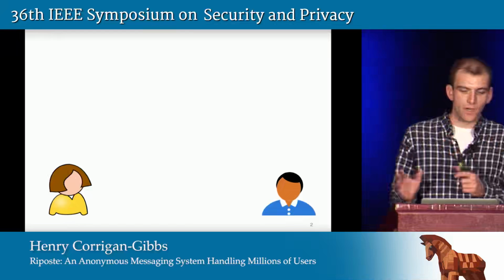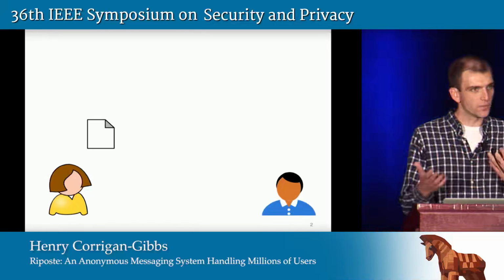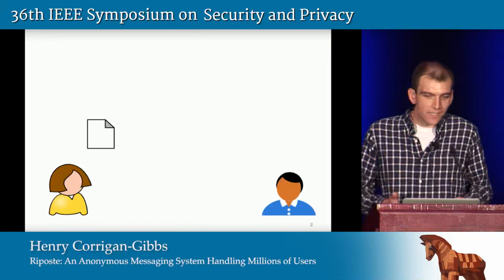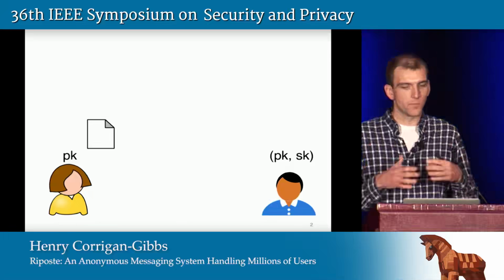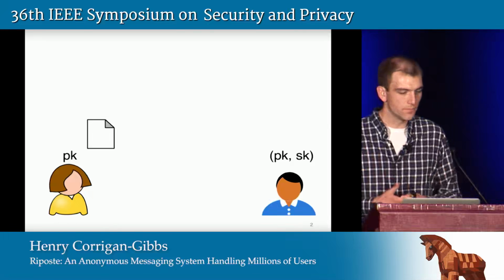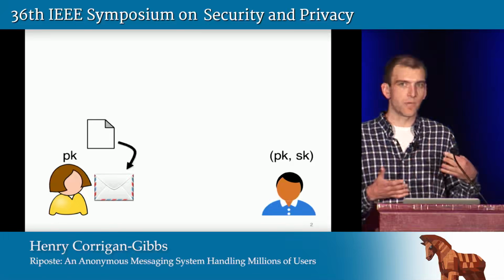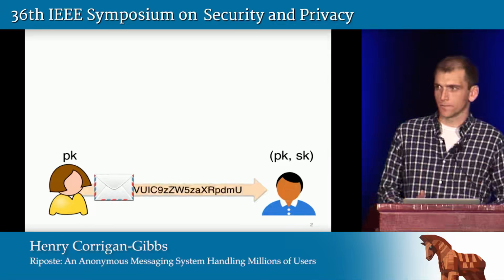So the setting that we normally talk about when we're talking about cryptographic protocols is one in which we have Alice and we have Bob, and Alice has some secret message that she wants to get to Bob over an insecure network. And the way that we usually do this is we have Bob generate a public and a private key for some public key encryption system. And then he gets his public key to Alice somehow. Alice then just encrypts her message with Bob's public key and sends it over the network.